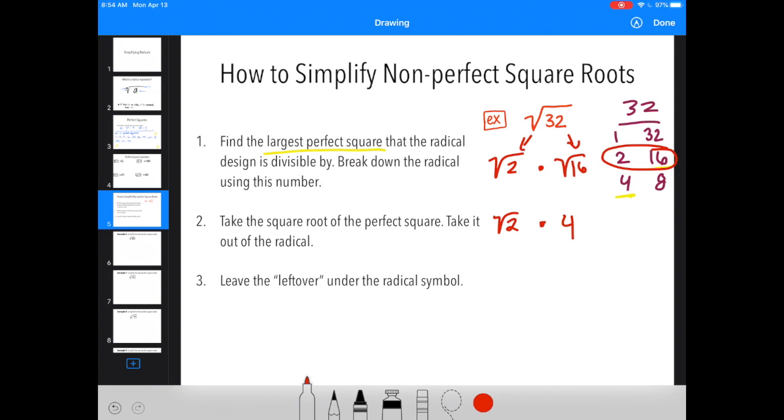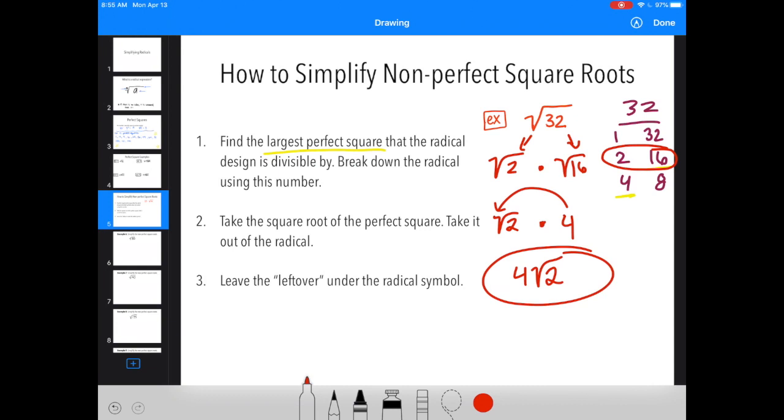So I get rid of my radical because I take the square root of 16. That leaves me with square root 2 times 4. To rewrite this in its most simplified form, I'm going to move this to the front. So I'm going to have 4 square root 2 as my final answer.